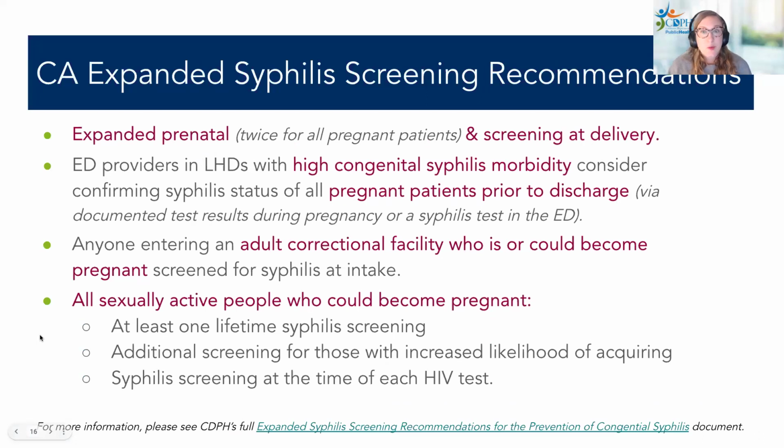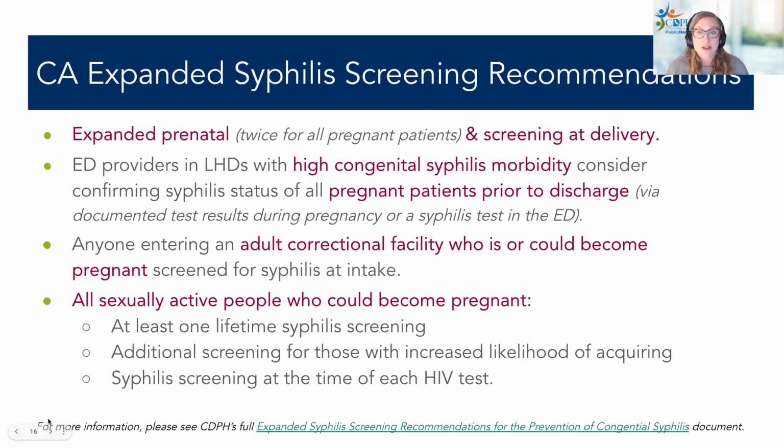In December of 2020, the California Department of Public Health released expanded syphilis screening recommendations for the prevention of congenital syphilis, which included expanded prenatal screening twice for all pregnant patients and screening at delivery. It also included a recommendation for emergency department providers located in local health departments, or LHDs, with high congenital syphilis morbidity to consider confirming the syphilis status of all pregnant patients prior to discharge, via documented test results during pregnancy or a syphilis test in the ED.